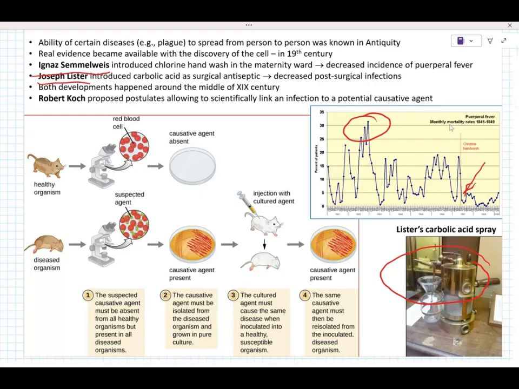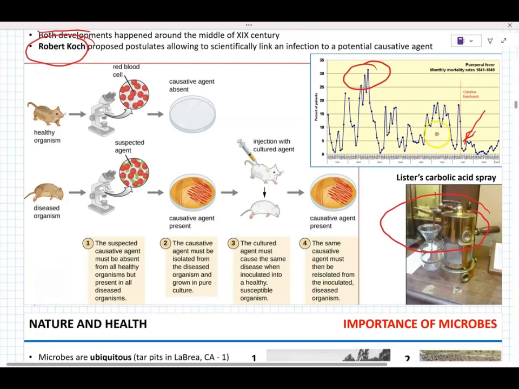But at the end of the day, it was Robert Koch who proposed his famous Koch's postulates, allowing future researchers to establish the connection between a microorganism and the disease that it potentially causes. Koch himself discovered Mycobacterium tuberculosis. He discovered Vibrio cholerae, a bacterium that causes cholera. Something else, I don't remember the third one. Okay? Good?